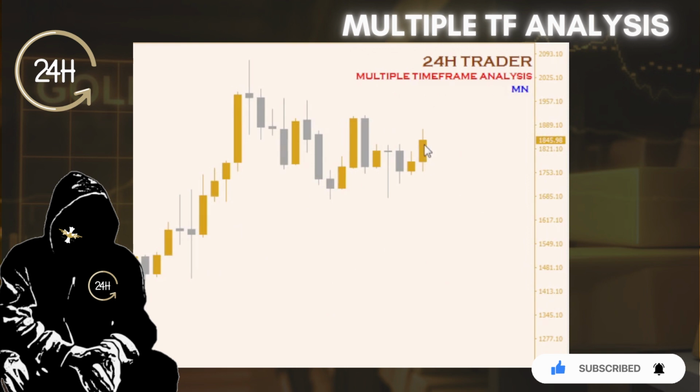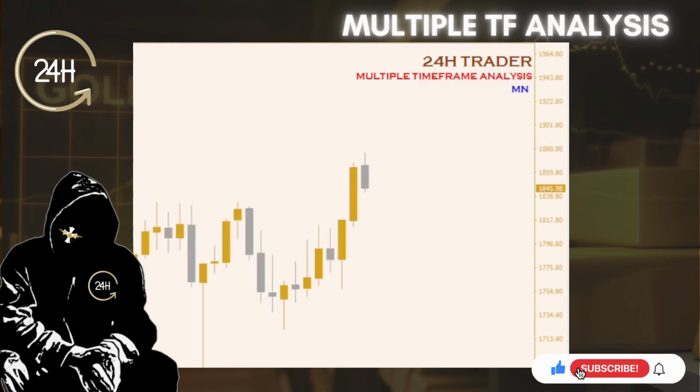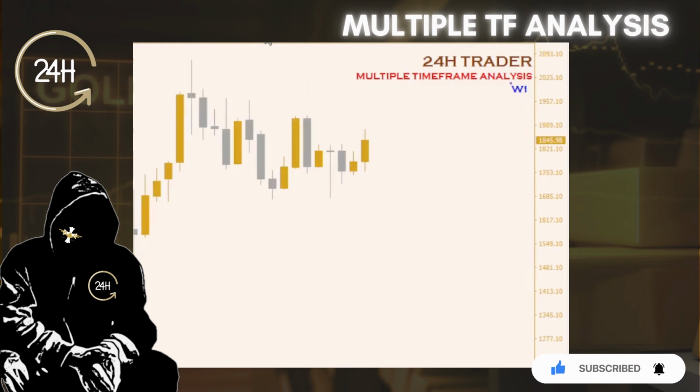So this is 1 month. This one is another 1 month. This one is also 1 month. So it's a 1 month period on the monthly time frame. If we move to the weekly time frame, I'll put it W1, then one candle is a 1 week period. So we will move back to the monthly time frame.